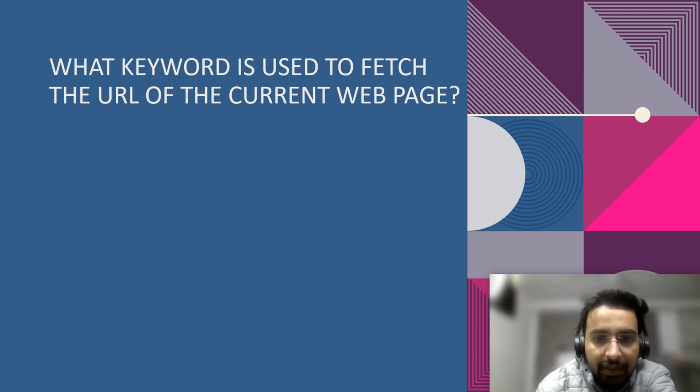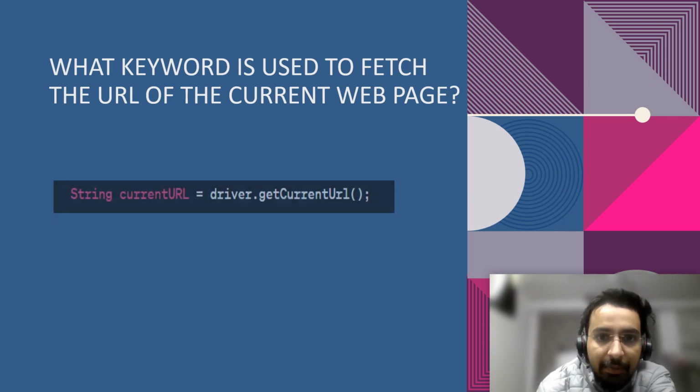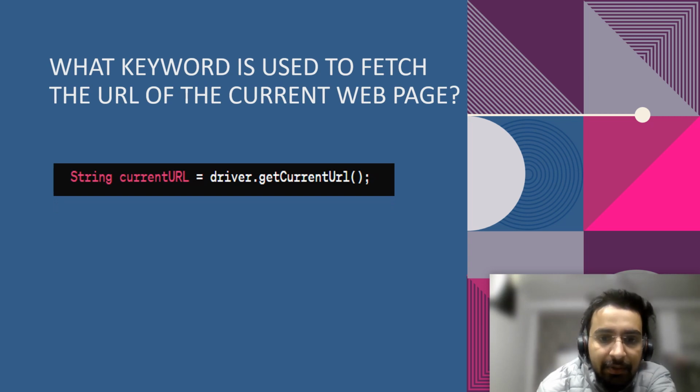What keyword is used to fetch the URL of the current web page? In Selenium WebDriver using Java, the keyword used to fetch the URL of the current web page is getCurrentUrl. This method returns a string representing the URL of the page currently loaded in the browser.